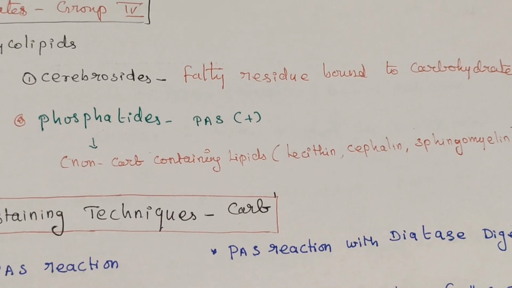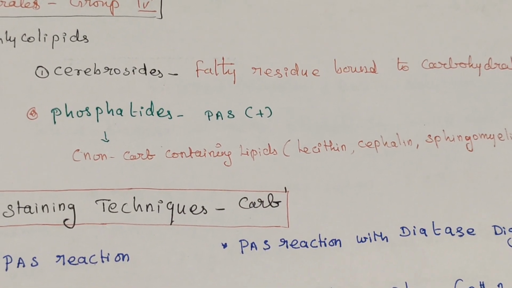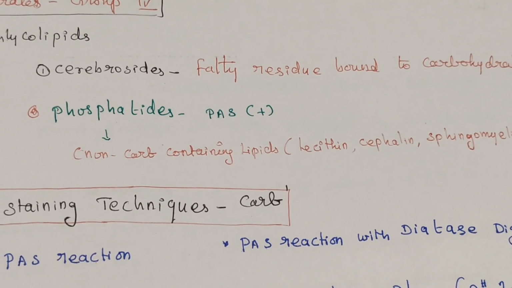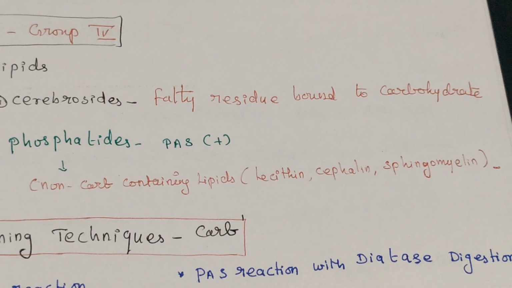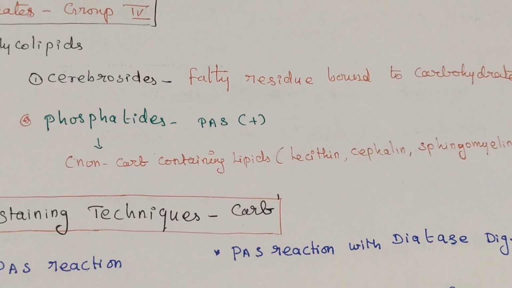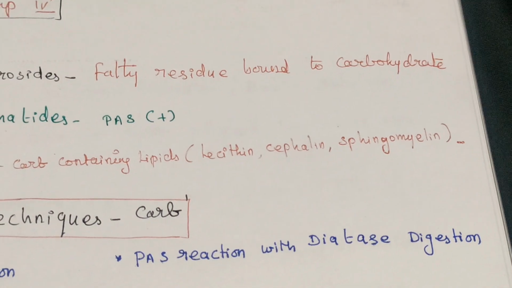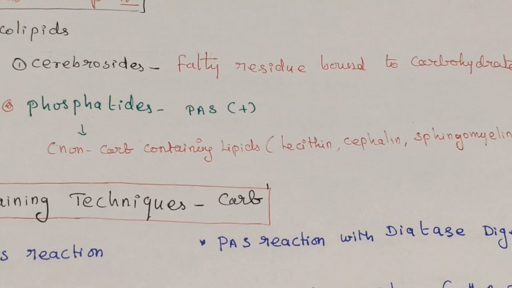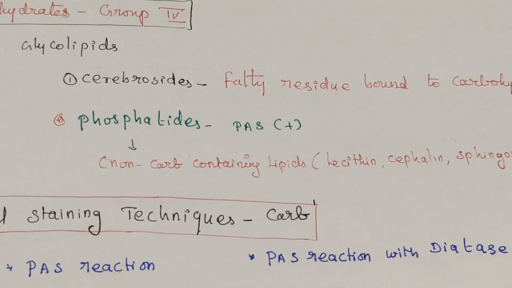Then phosphatide, this one is PAS positive. This phosphatide is a non-carbohydrate containing lipid. So the first one has carbohydrate, the second one has none. Examples: lecithin, cephalin, sphingomyelin. These are the examples. This one is PAS reaction positive.